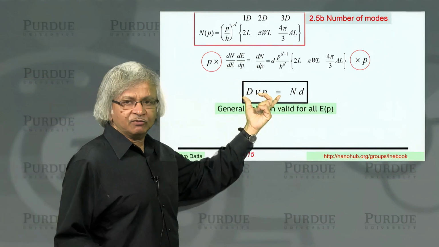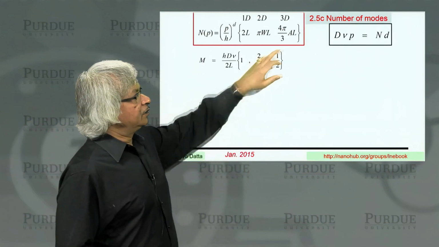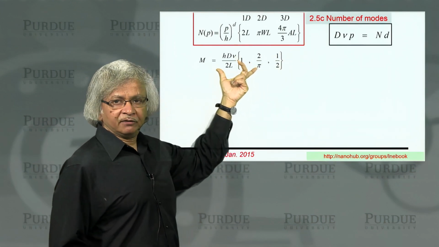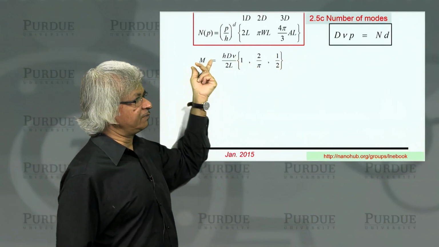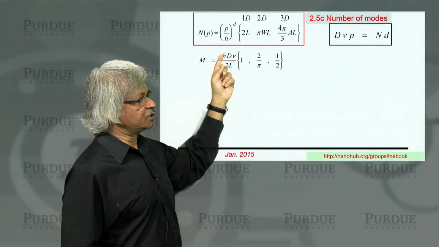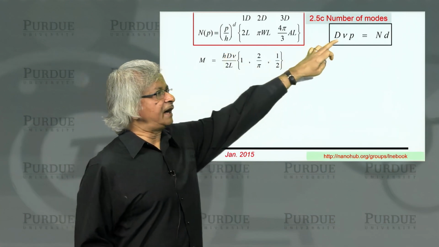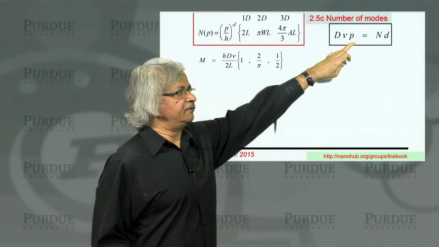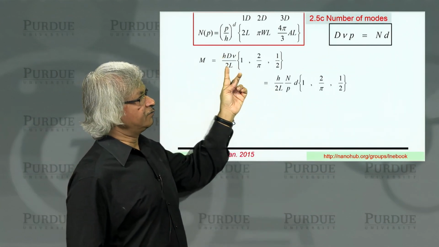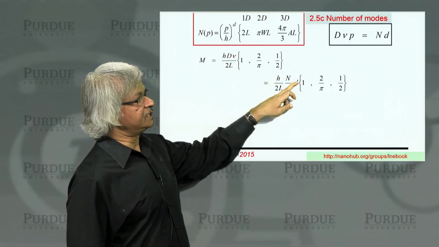Okay. So now let's move on to what we want to do, namely use this relation to obtain an expression for the number of modes. Now, the expression we had before is what I've stated here. Modes is proportional to density of states times velocity. Now, instead of D times v, I can write N d divided by p. So I could do the following. I have this h over 2L right where it is, and then D v becomes N times d over p.